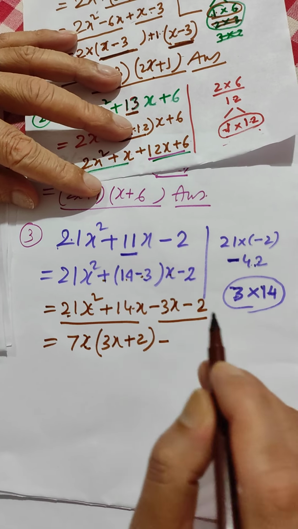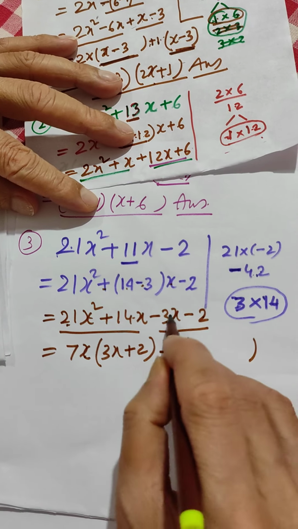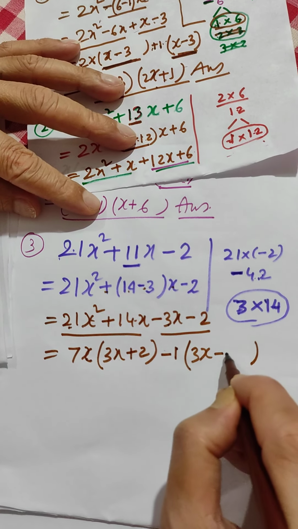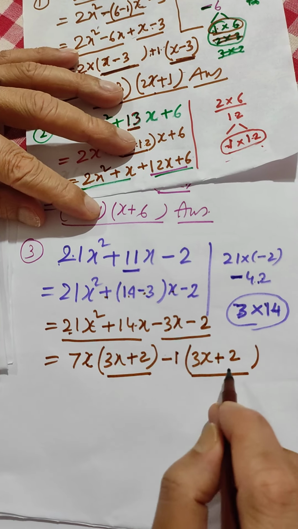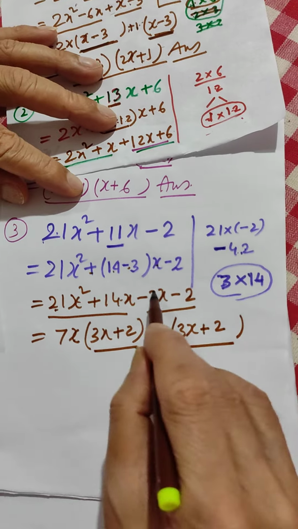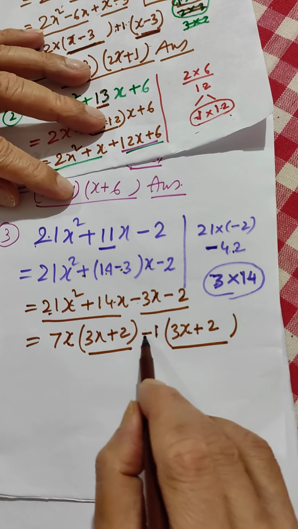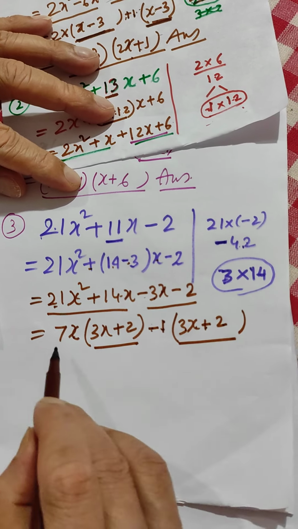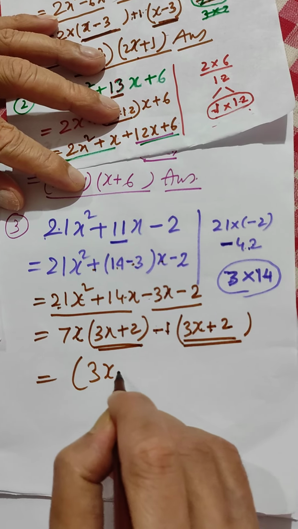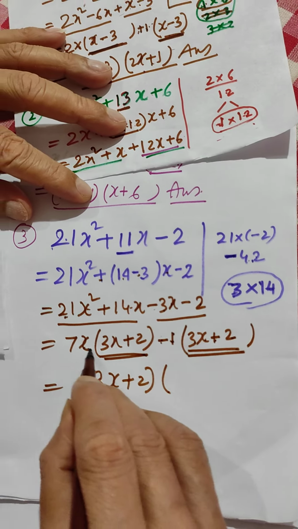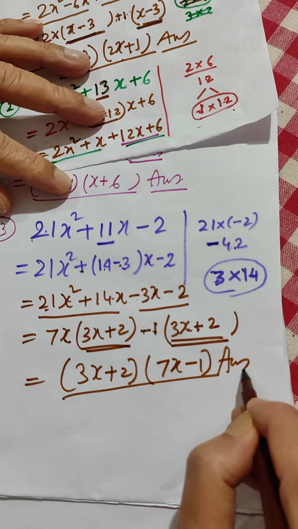Now between 3x and 2 nothing is common, therefore minus is common. So minus 1 is common, and it becomes 3x plus 2. Remember, these two bracketed parts must always be the same, so you can put this one blindly. But after putting, verify whether you have done it correctly. Minus 1 into 3x is minus 3x, correct? Minus 1 into plus 2 is minus 2. Now this is common, so 3x plus 2 into 7x minus 1. This is the answer. Is it clear?